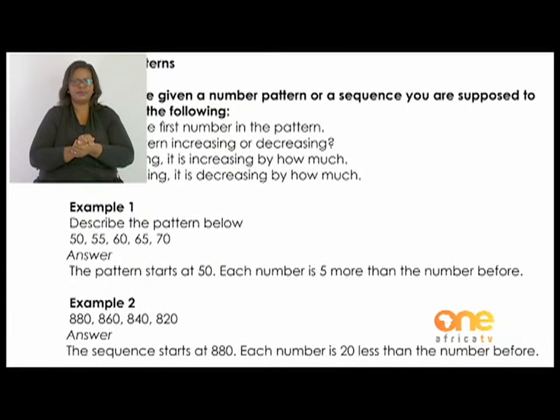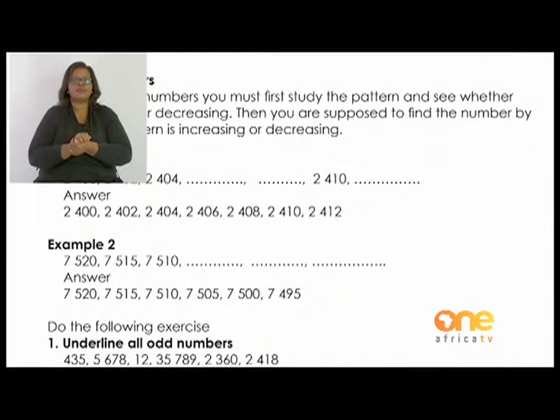But if you go back to our pattern, you are going to see that 880 is followed by 860, meaning to say we are going down. We're having 80, now we're having 60. Then from 60, we're having 40. So if you say 80 minus 60, we are going to get 20. So it means our sequence is going down by 20, meaning to say each number is 20 less than the number before. Let us now go to page 14.